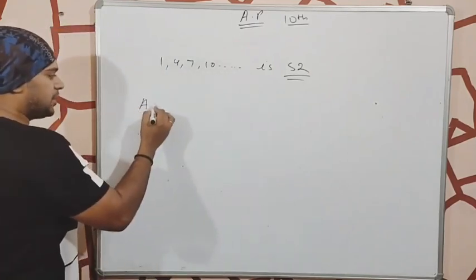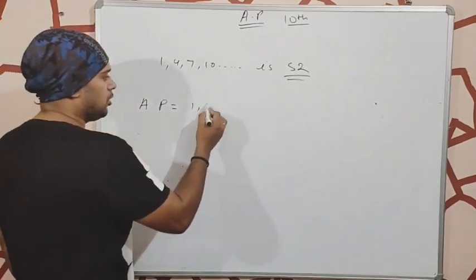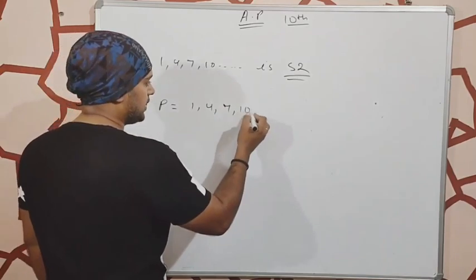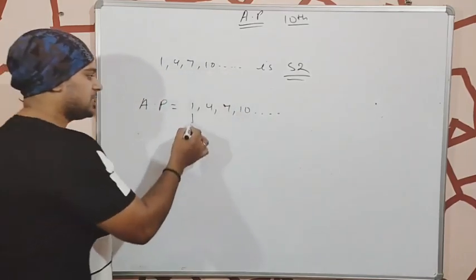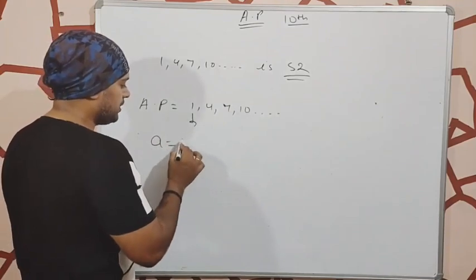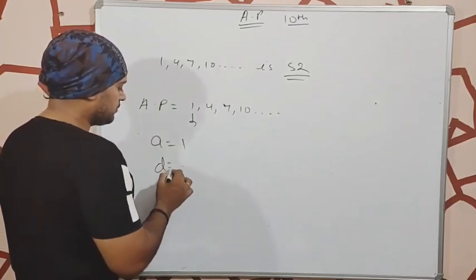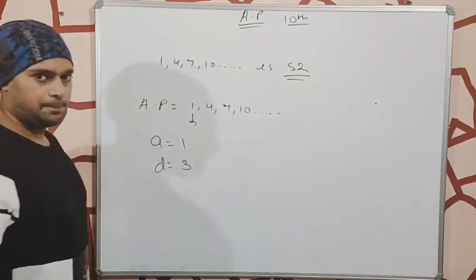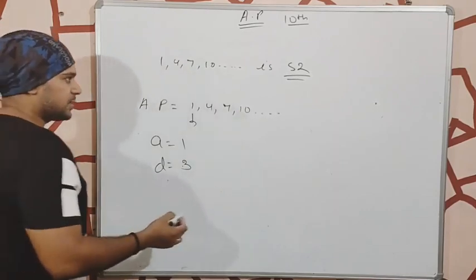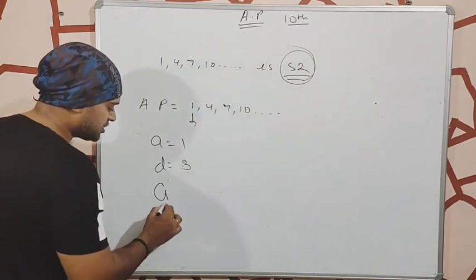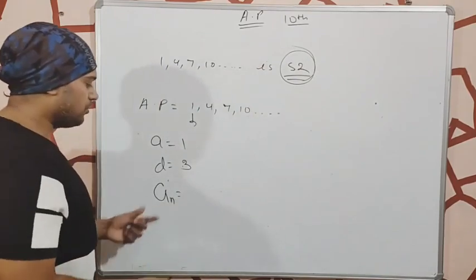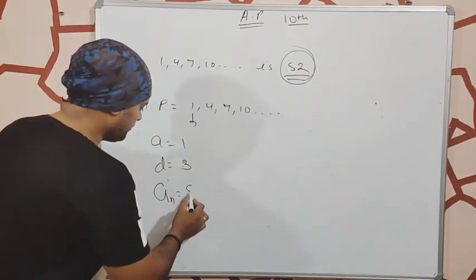So here the arithmetic progression is 1, 4, 7, 10 and so on. This is the arithmetic progression given to us, and this will be the first term. So the first term of the AP is 1. The common difference of the AP is 3. And it is asking which term of this AP will be 52. We don't know which term it is.